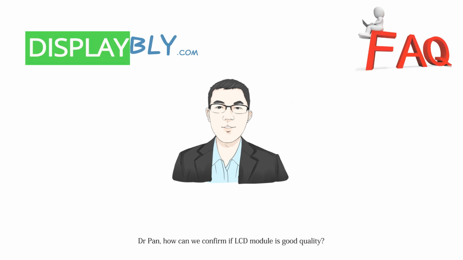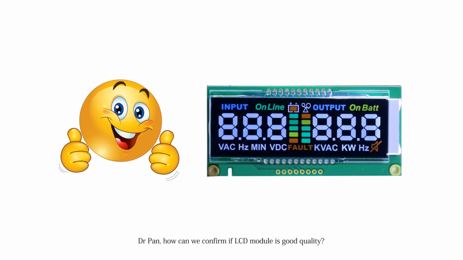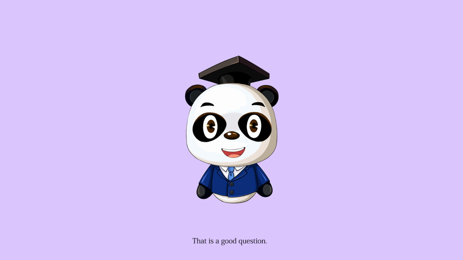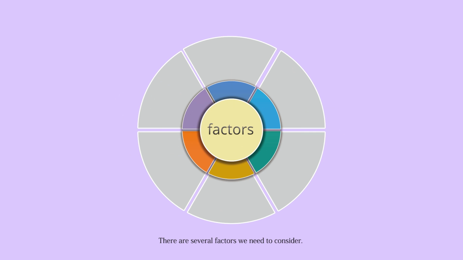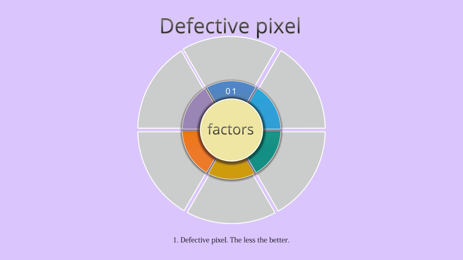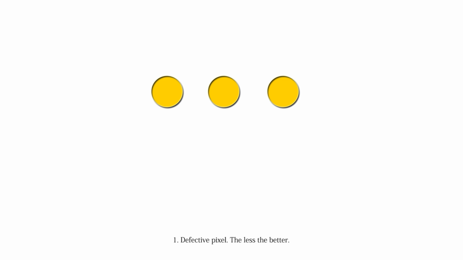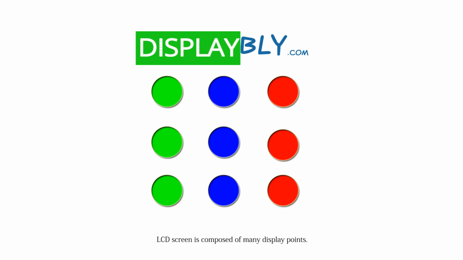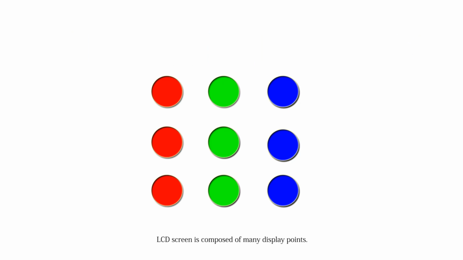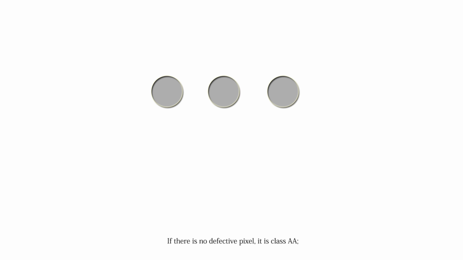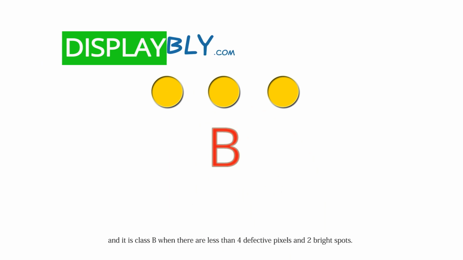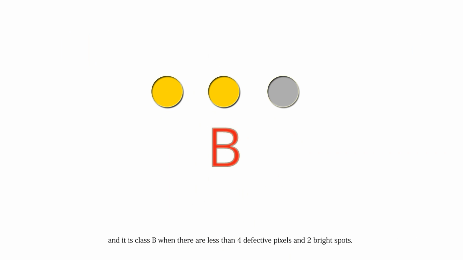Dr. Pan, how can we tell if LCD module is good quality? That is a good question. There are several factors we need to consider. Number 1. Defective pixel. The less, the better. LCD screen is composed of many display points. If there is no defective pixel, it is Class AA. It is Class A when there are less than 4 defective pixels and only 1 bright spot. And it is Class B when there are less than 4 defective pixels and 2 bright spots.